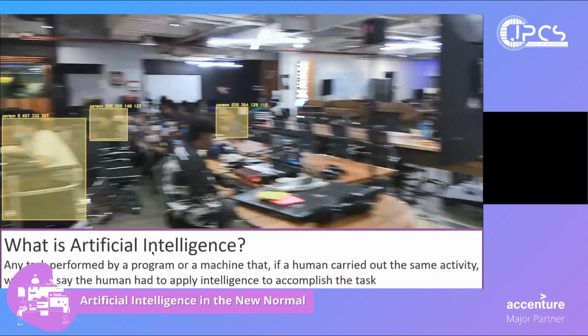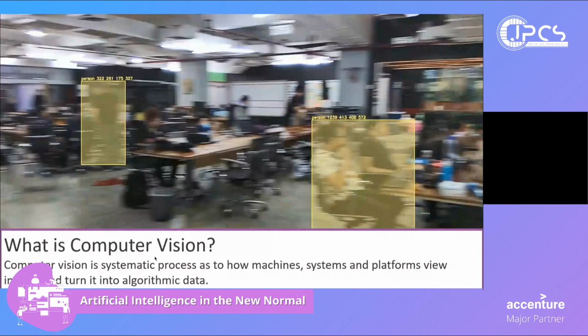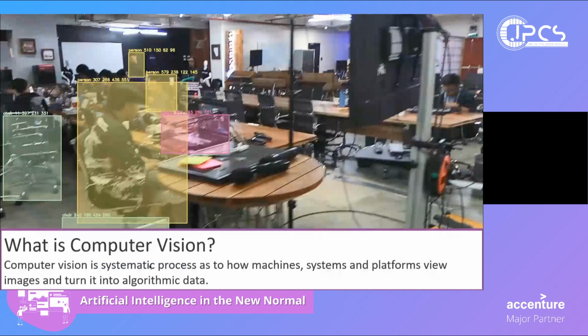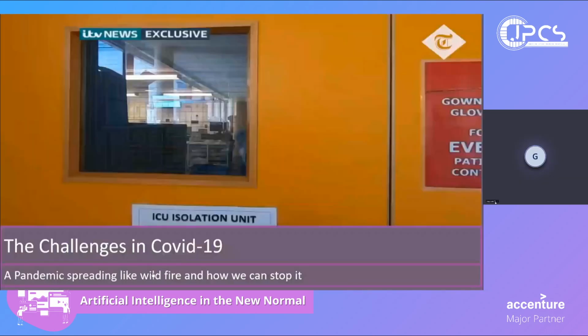computer vision. Computer vision, on the other hand, is a systematic process of how machines and systems see things. It takes an image and turns it into algorithmic data. For example, a still image is converted into visible data that machines can integrate into their system and understand exactly what it does. Now, there are a lot of challenges with COVID-19 right now. The pandemic spreads like wildfire, and we need to contain it and we need to save lives.